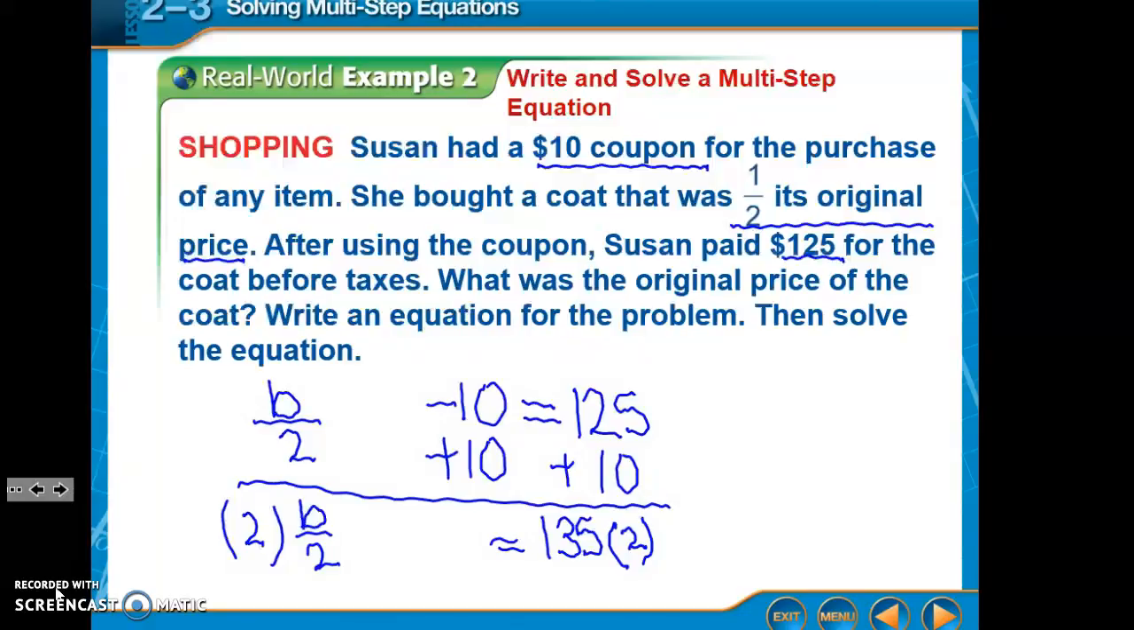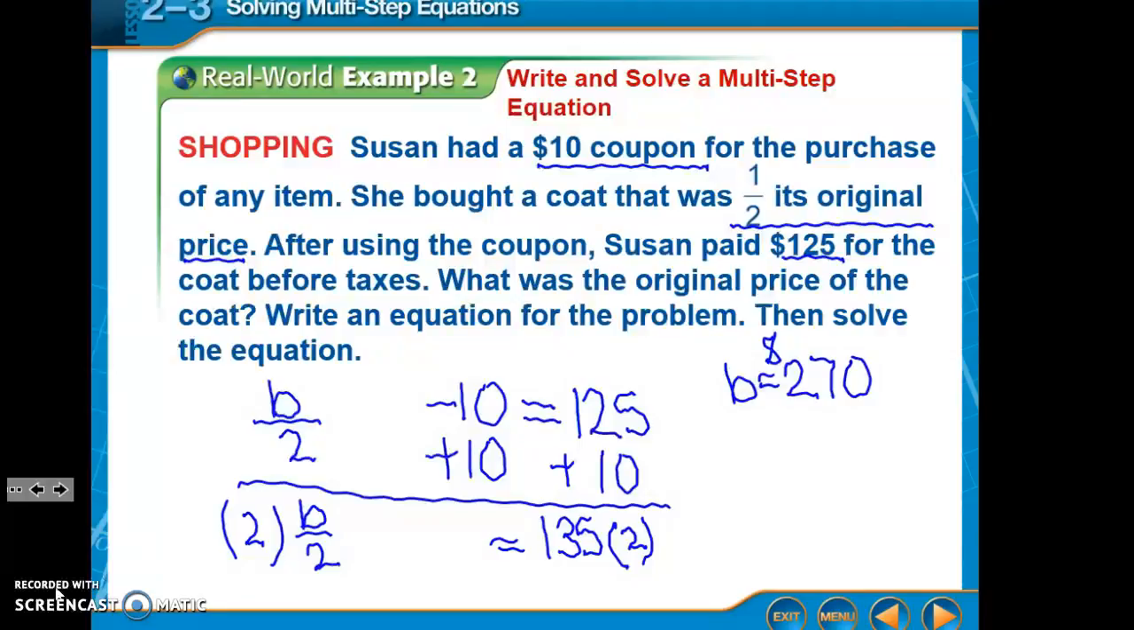Alright, so the coat was how much originally? Alright, so let's plug it in and see if it works. If the coat was originally $270 and it was on sale for 50% off, for half off, what's 270 divided by 2? 135, and then she had a coupon for $10 off, so that makes the coat how much? 125. So does our problem work out?